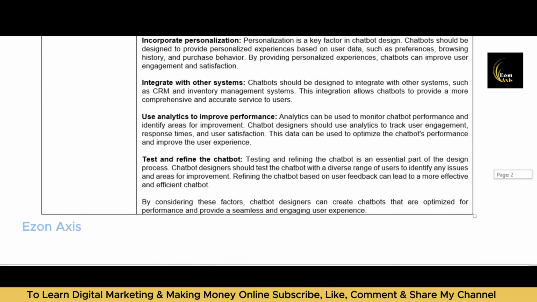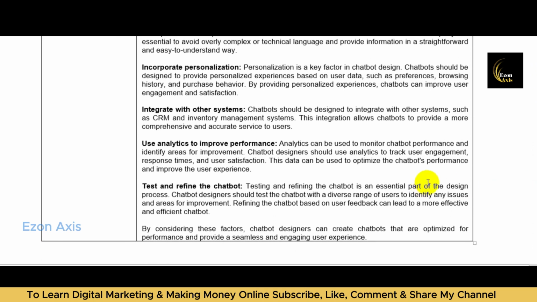Use analytics to improve performance. Analytics can be used to monitor chatbots' performance and identify areas for improvement. Chatbot designers should use analytics to track user engagement, response times, and user satisfaction. That is a must. This data can be used to optimize the chatbot's performance and improve the user experience.